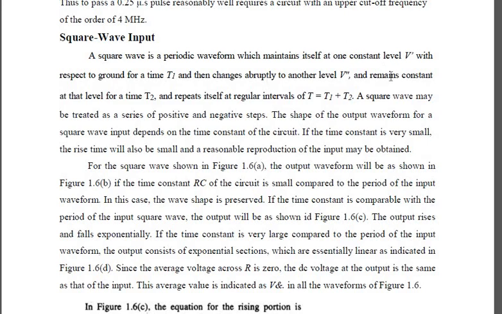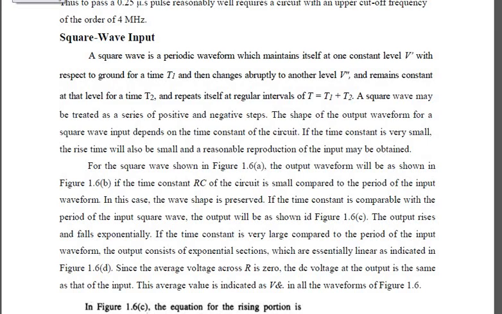Means first for one particular voltage level, V dash, it will be constant. Then after some time t1, it will be changing abruptly to another voltage level that I have given as V double dash, and remains constant at that level for the time t2, and repeats itself for regular time intervals that is given as t equals t1 plus t2, and so on, if you give the series.